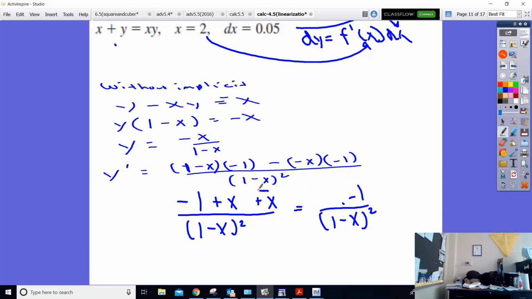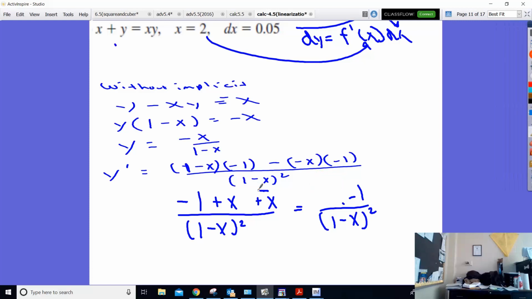Showed it there and then I forgot that I wrote it. All right, so for Elizabeth, let's do this with implicit. So we get the same thing. I'm having one of those days though.